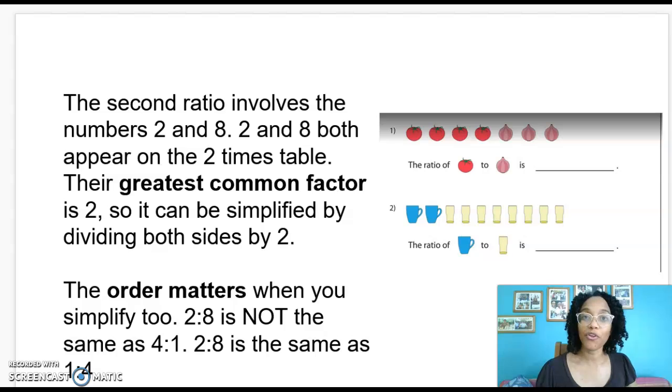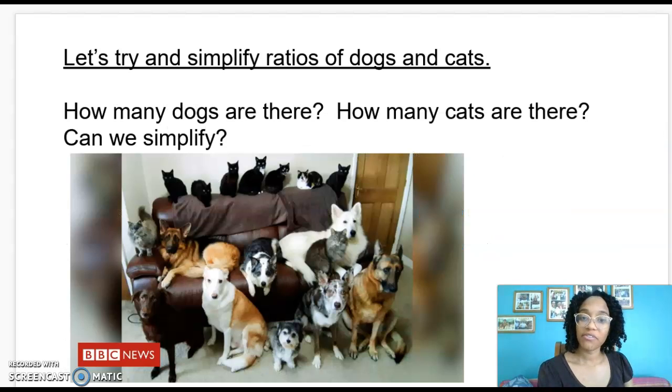The second ratio involves the numbers 2 and 8. 2 and 8 both appear on the 2 times table. Their greatest common factor is 2, so it can be simplified by dividing both sides by 2. The order matters, so when you simplify, 2 to 8 would not be the same as 4 to 1. 2 to 8 must be simplified as 1 to 4, because 2 divided by 2 is 1, and 8 divided by 2 is 4.